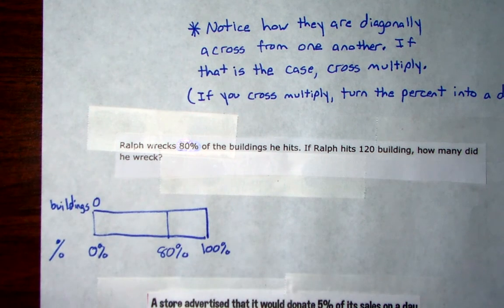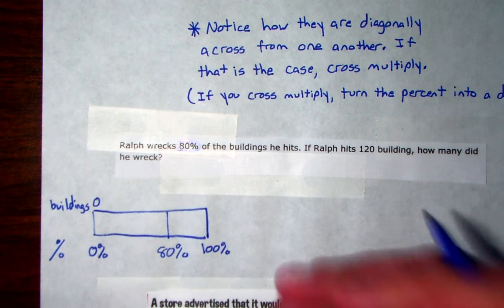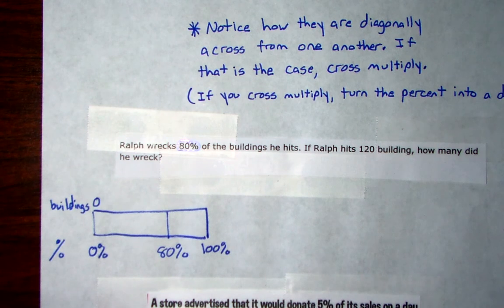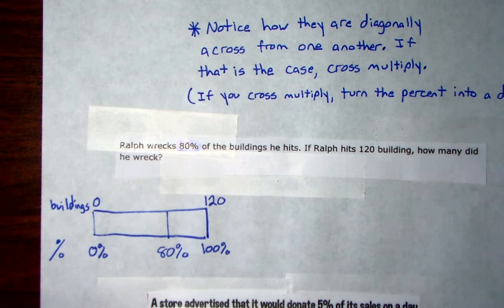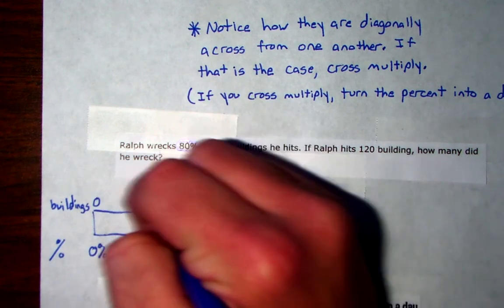So again, Ralph wrecks 80% of the buildings he hits. If Ralph hits 120 buildings, so there's 120 buildings total. It's asking how many did he wreck. This is what we're solving for.